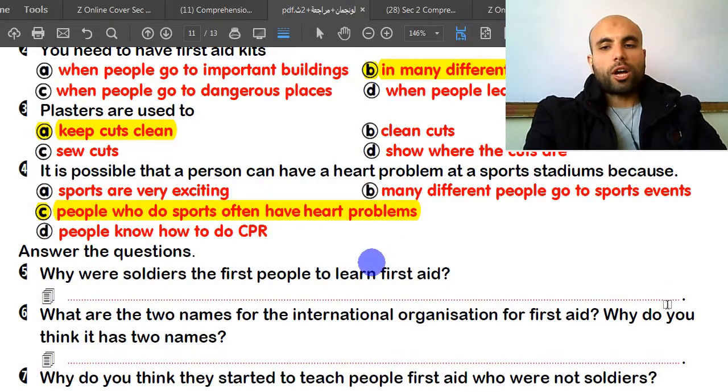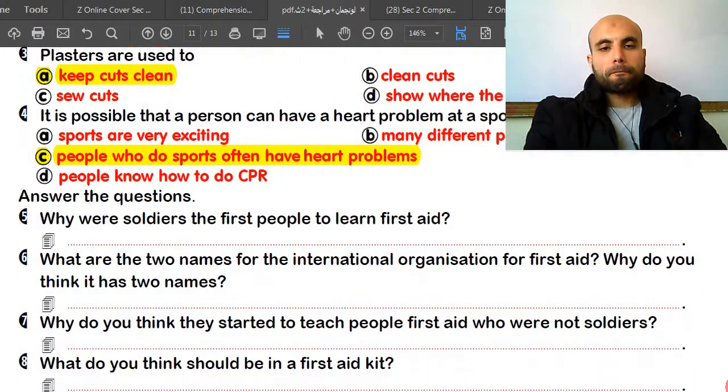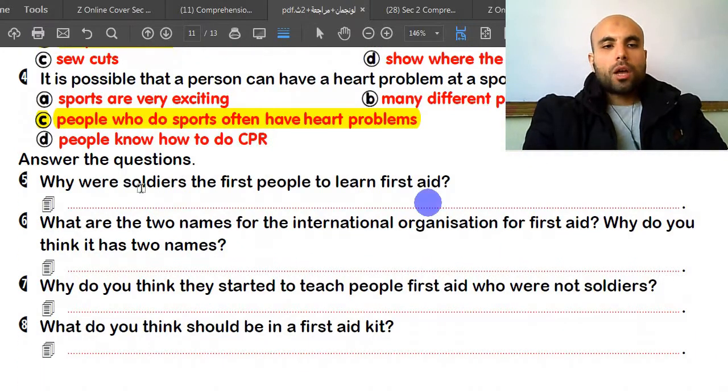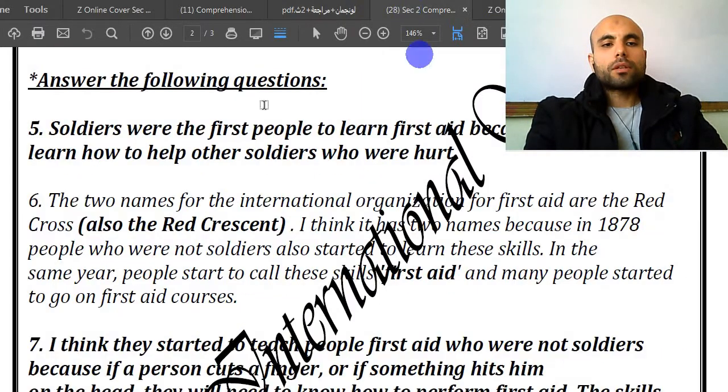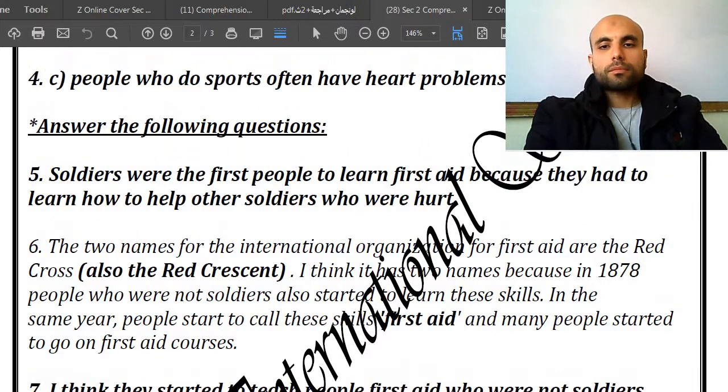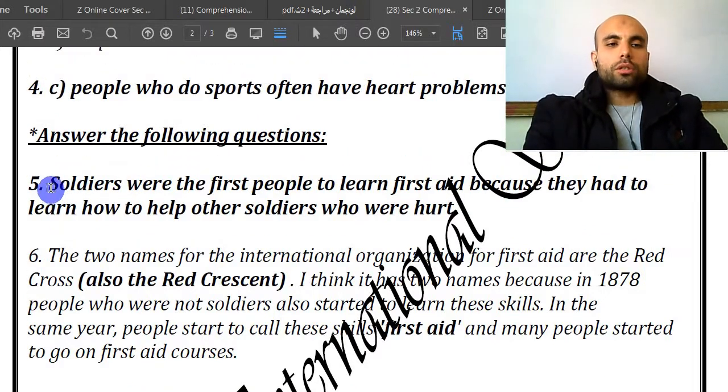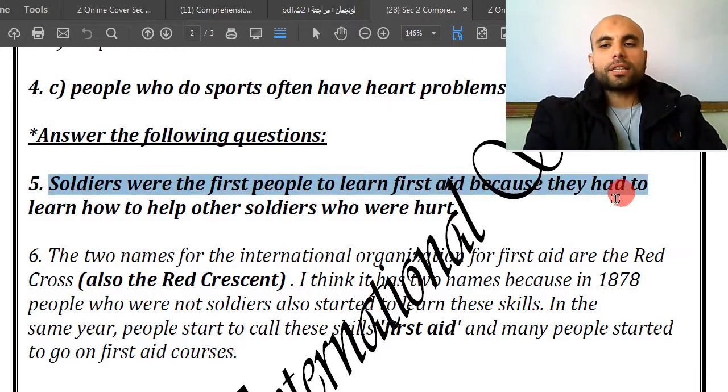So now number 5. Why were soldiers the first people to learn first aid? Okay, so here is the answer. Soldiers were the first people to learn first aid because they had to learn how to help other soldiers who were hurt. That's the answer.